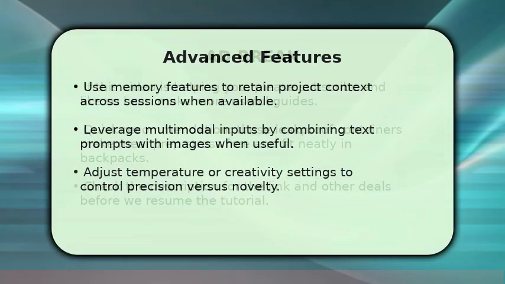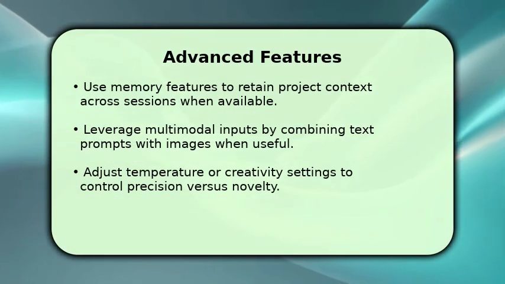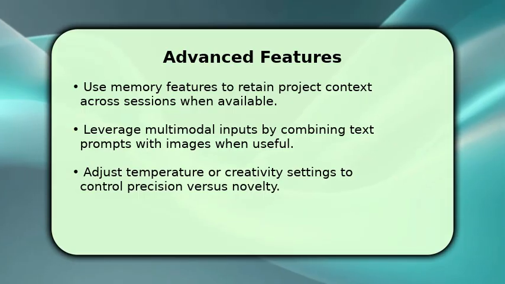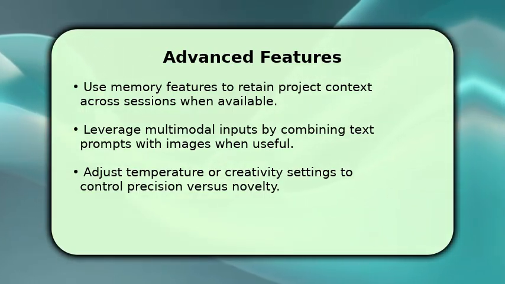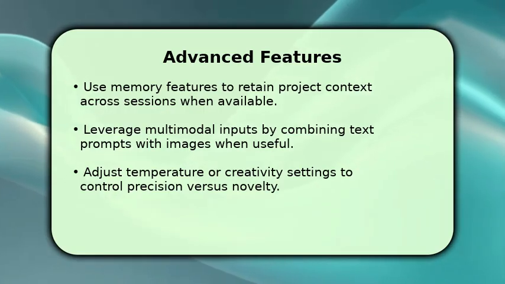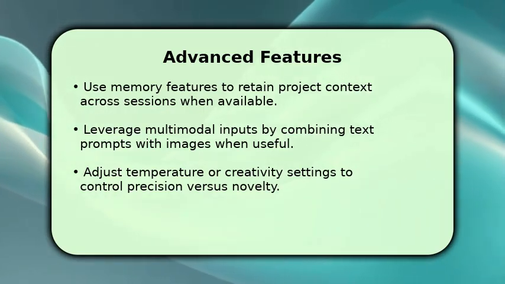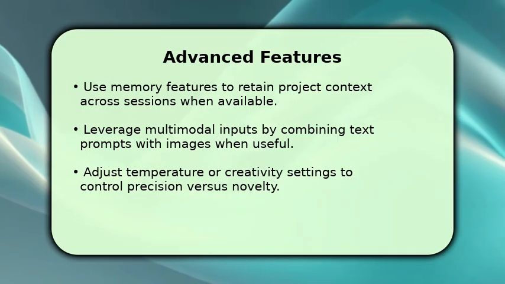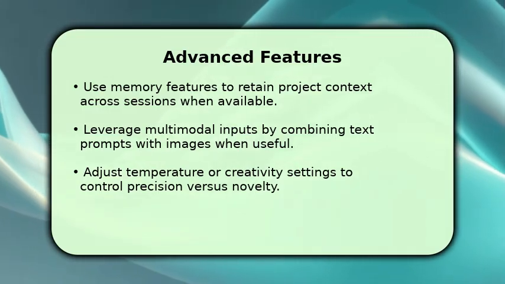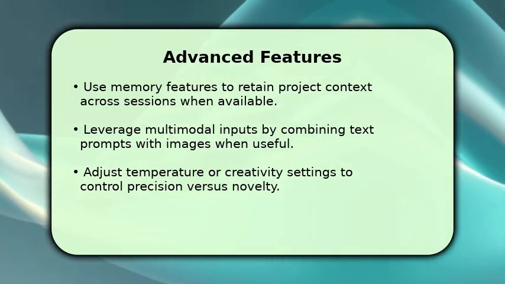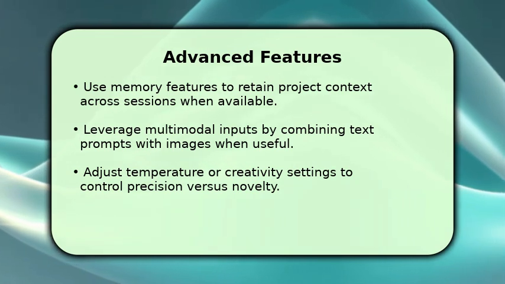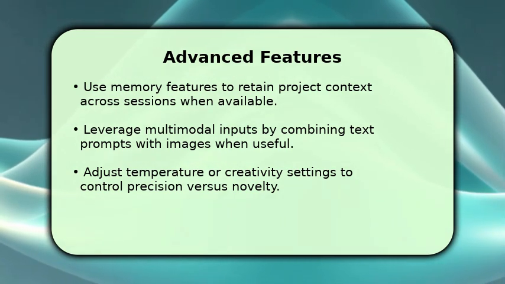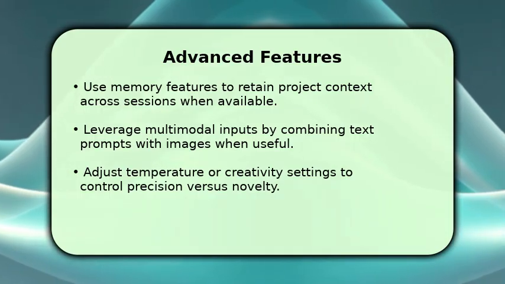In this video, I will help how to use Gemini like a pro, updated. Try using memory to keep important context, and combine images with text for richer outputs when supported. Tweak temperature or creativity to favor precise answers or more inventive responses depending on the task. For technical work, lower creativity. For brainstorming, increase it. Keep a changelog of settings and prompts so you can reproduce great results quickly.